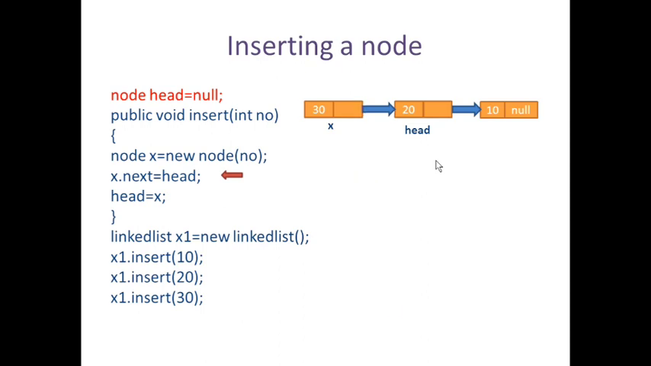So it is getting connected. Now finally I will make this node the head node. So the most recently inserted node will be made the head node. So that's it, that's about insertion. Now we can see the visual representation of how these nodes are getting connected with each other.